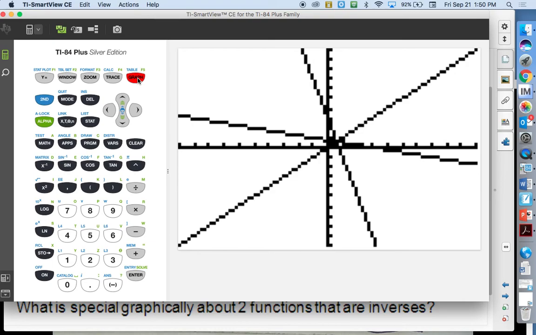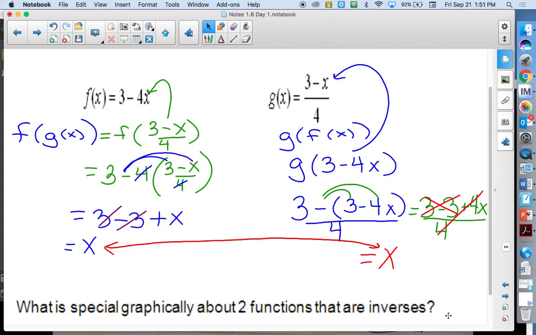So you can have a reflection over the y-axis. You can have a reflection over the origin, where it comes here and here. Or you can have a reflection over the x-axis. But this one actually reflects over that diagonal line. In this case, some of them are easy to see, some of them are a little harder to see. But that's what's special about the graphs.